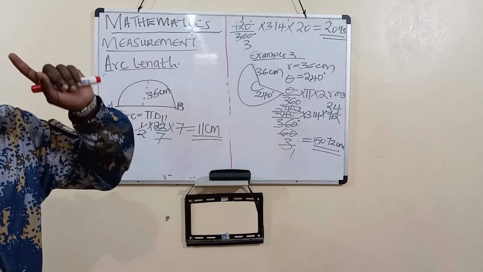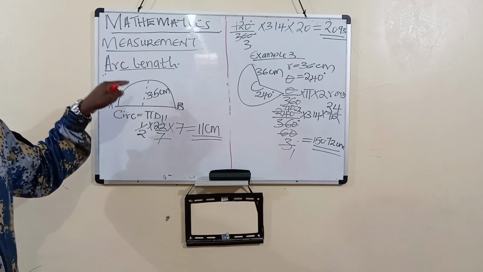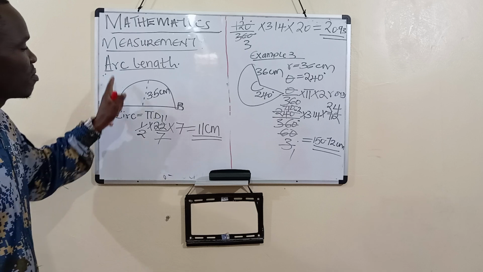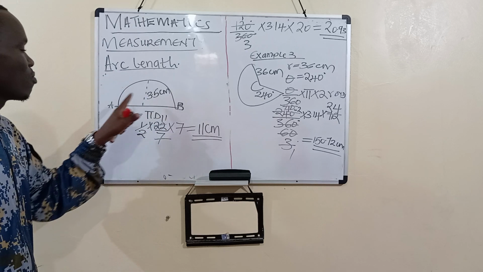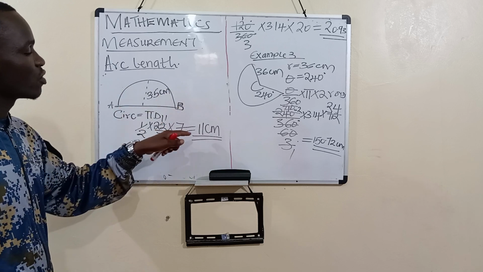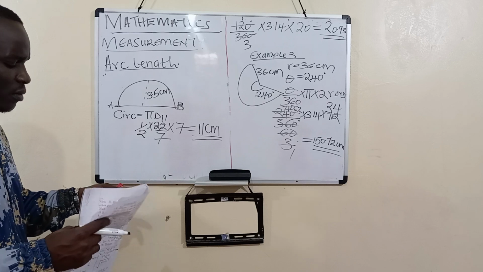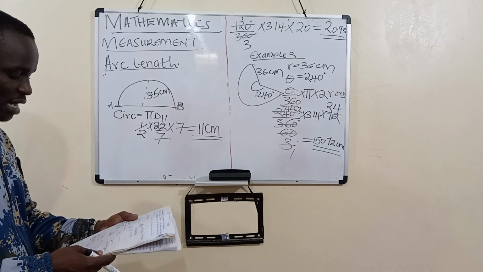The value of the arc length here is 11 centimeters because it is a semicircle. Semicircle is a word that represents a fraction of the circumference, meaning a half of the circle. So we are talking about distance AB, moving from this point up to here, and the value of the arc is going to be 11. So that is the way we obtain the values of the arc length.